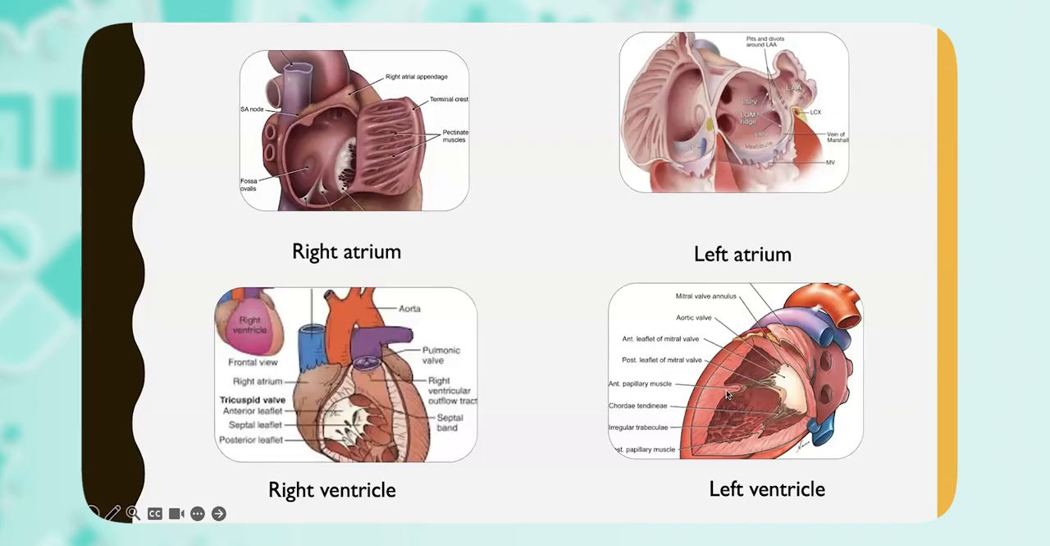You can see the chordae, these are the papillary muscle, this is the chordae tendineae, these are the cusps. This is the mitral annulus.